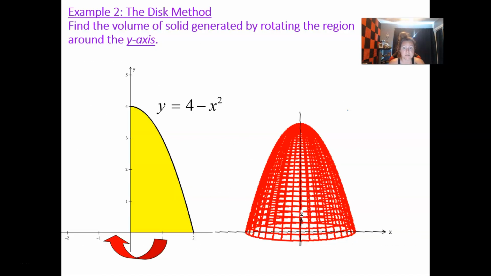Fun fact. So, oops, sorry. So we're going to set up our integral, and this time we're finding the volume around the y-axis. So since our function is given to us as y equals 4 minus x squared, we're going to have a little bit more work to do for this one, okay?